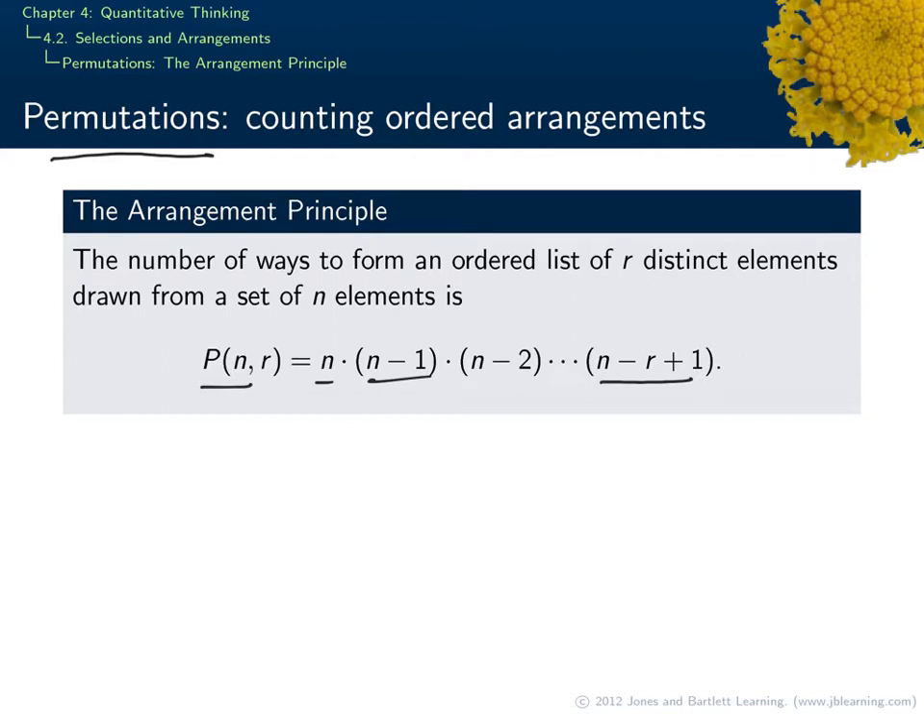But first, I want to add something to the arrangement principle. We're drawing objects from a set of n elements. One thing that's being assumed here that I think should be stated is that these objects are being drawn without replacement. That means that once we've used one element from this set, we can't use it again.